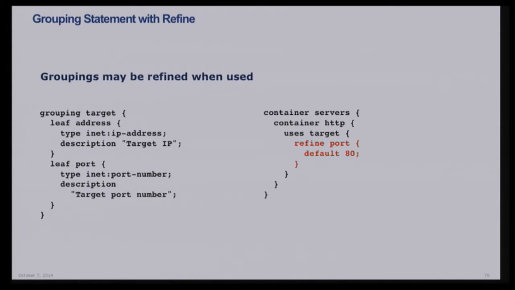And you can do refines. So refines is a way of saying, I like that grouping, but in this particular context, I want to add stuff. In this case, we have something called a target grouping with an address port pair. But the user on the right side says that actually for the way we use this grouping in HTTP, we need to add a default statement to the target port. So when we use this for HTTP, we're going to add the fact that the default port, if nothing else is mentioned here, is going to be 80.